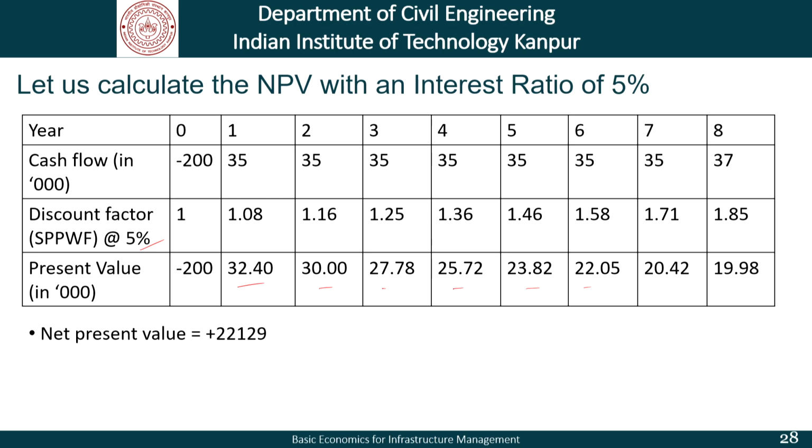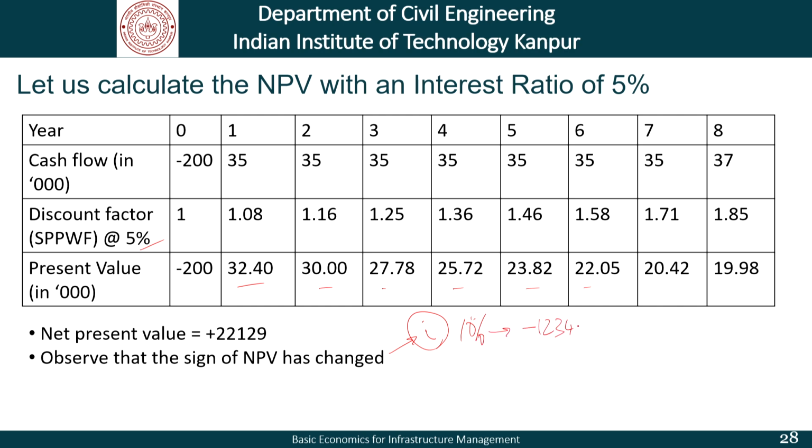NPV. So, in this case the NPV turns out to be plus 22,129. What do we notice? That the sign of NPV has changed once we change the i, that is the interest rate. The previous rate was 10% and then it was minus 1, 2, 3, 4, 5 or something like that. Now at 5% it has become plus 22,129.